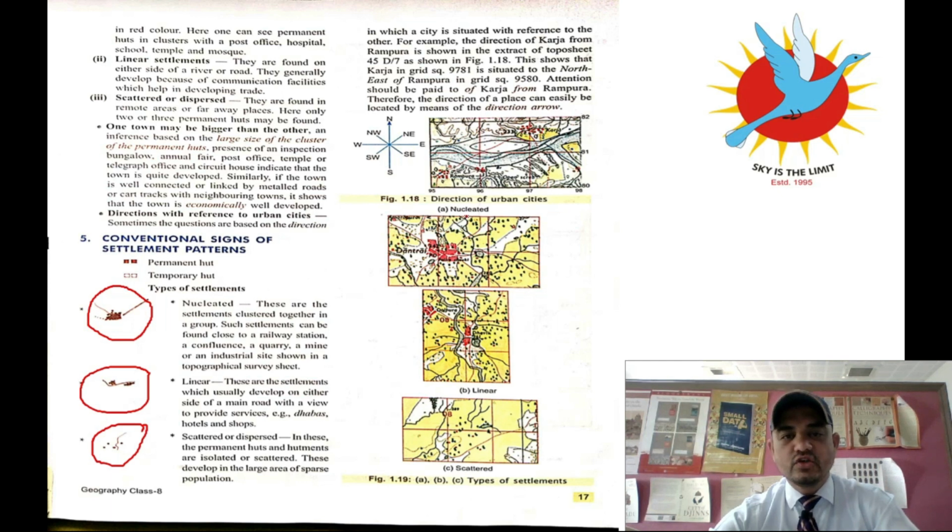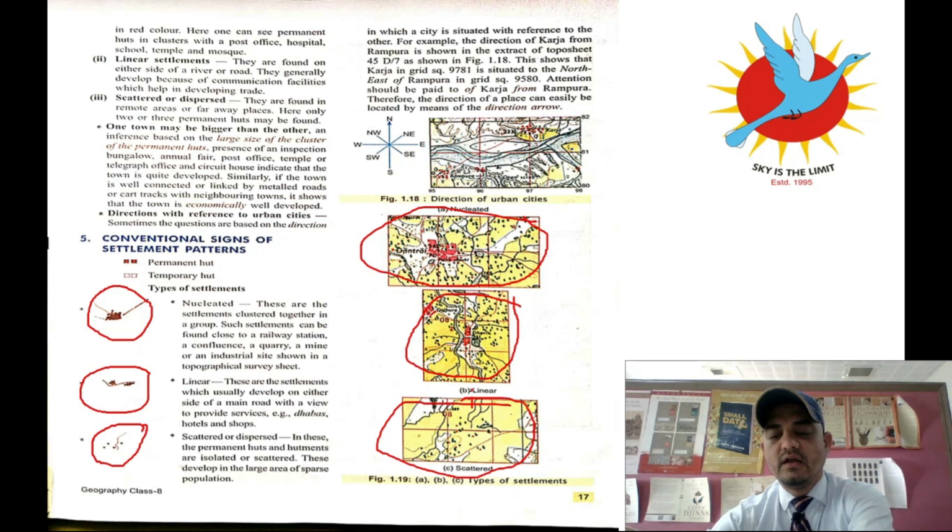Now this is a feature of a nucleated settlement. You can see this is the feature of a nucleated settlement. It's a patchwork from the topo sheet. This is the linear settlement, and this one shows the scattered settlement. So all these three settlements show the different patterns.